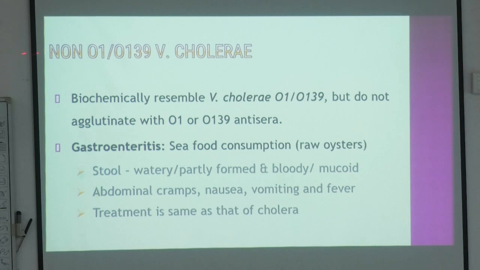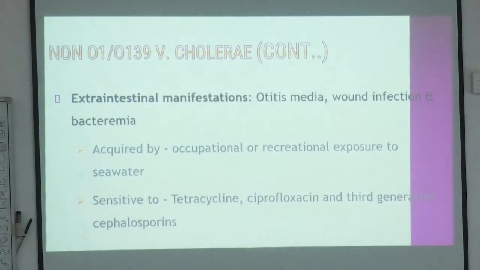Biochemically, non-O1 non-O139 cholera resembles Vibrio cholerae O1 and O139 but does not agglutinate with O1 and O139 antibodies. It causes gastroenteritis with seafood consumption, watery stool, abdominal cramps, and extraintestinal manifestations such as otitis media and wound infections, with bacteria acquired by occupational and recreational exposure to sea water.